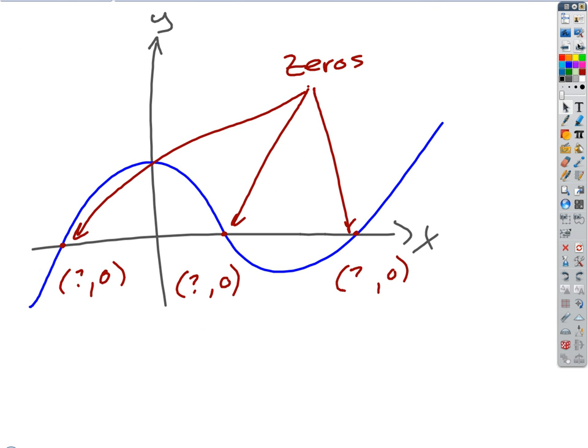Okay, try another one. I'm gonna give you another one to try here. Solve that, please.